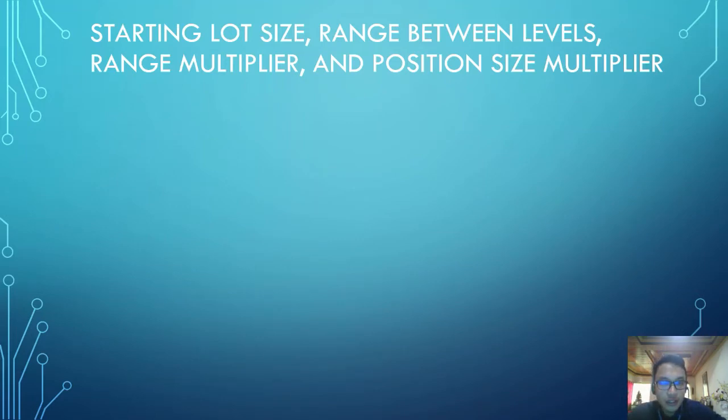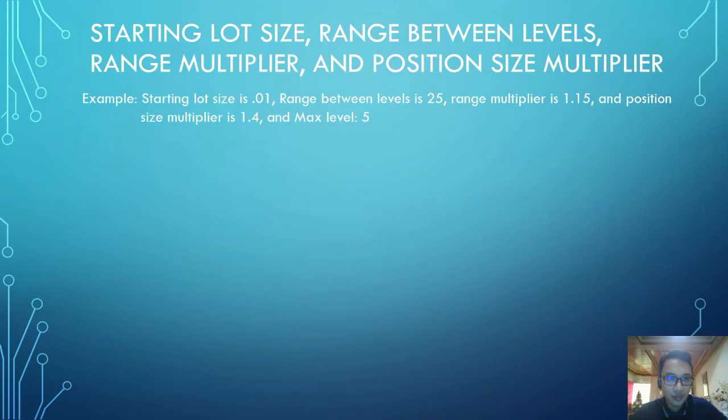I'll give you more discussion regarding starting lot size, range between levels, range multiplier, and position size multiplier. For example, we have a starting lot size of 0.01 for a 1K USD account. Let's say our range between levels is 25, our range multiplier is 1.15, our position size multiplier is 1.4, and our max level is 5.